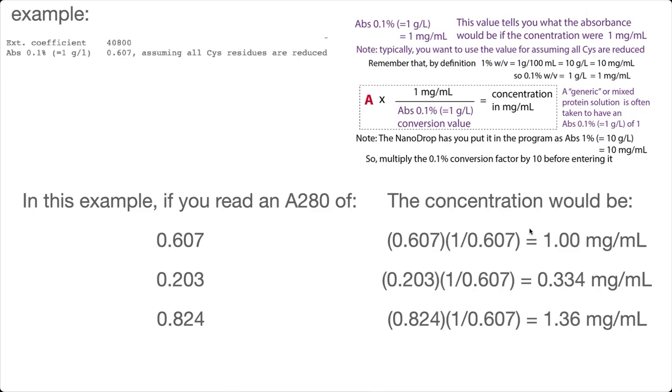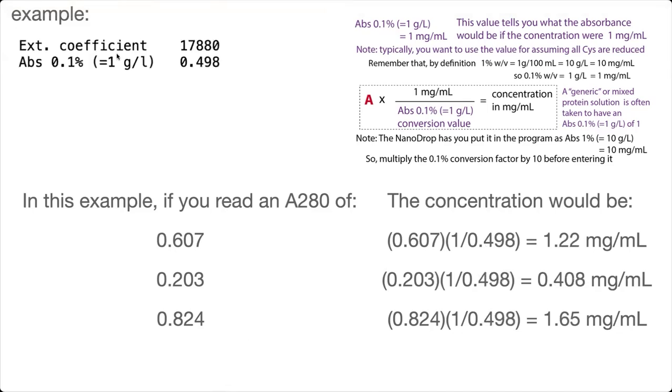So we're able to directly go between the absorbance at 280 nanometer light and the concentration of our protein because we have a pure protein mixture and we know how much of the light would be absorbed for a given amount of that specific protein. So in this case, we had an absorbance 0.1% of 0.607.